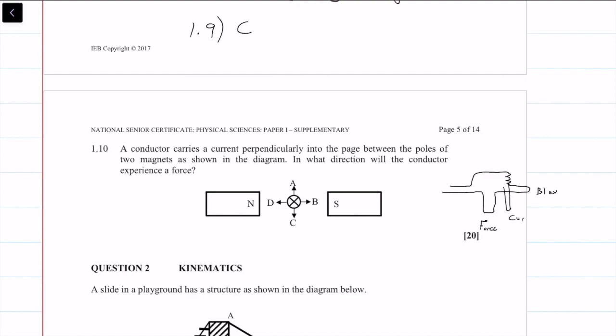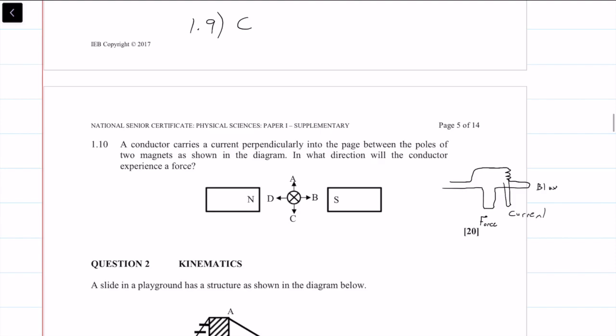So we put our left middle finger into the page, and the flux B goes from north to south, and what we're left with is our thumb indicating the direction of the force, which is that way, which is C. So for question 1.10, the answer is C, using our left hand motor rule.